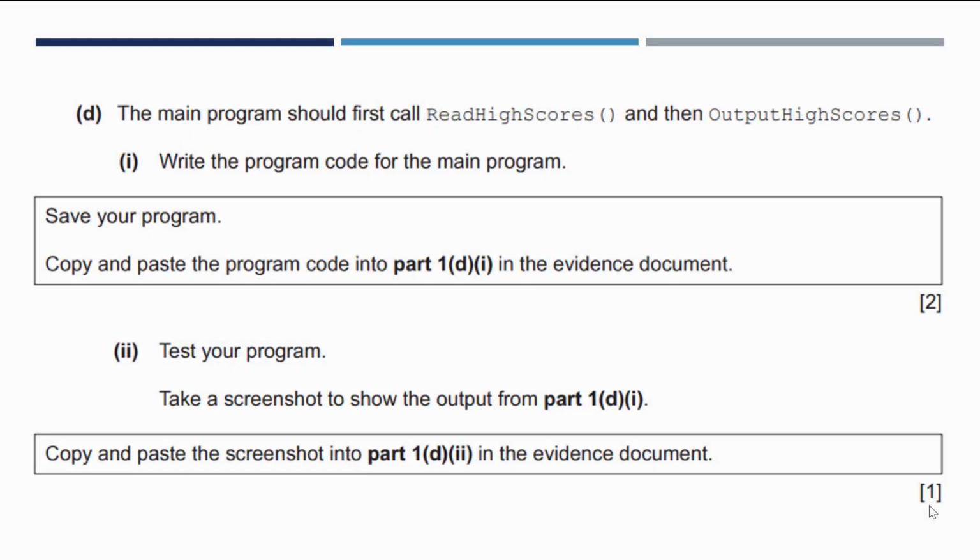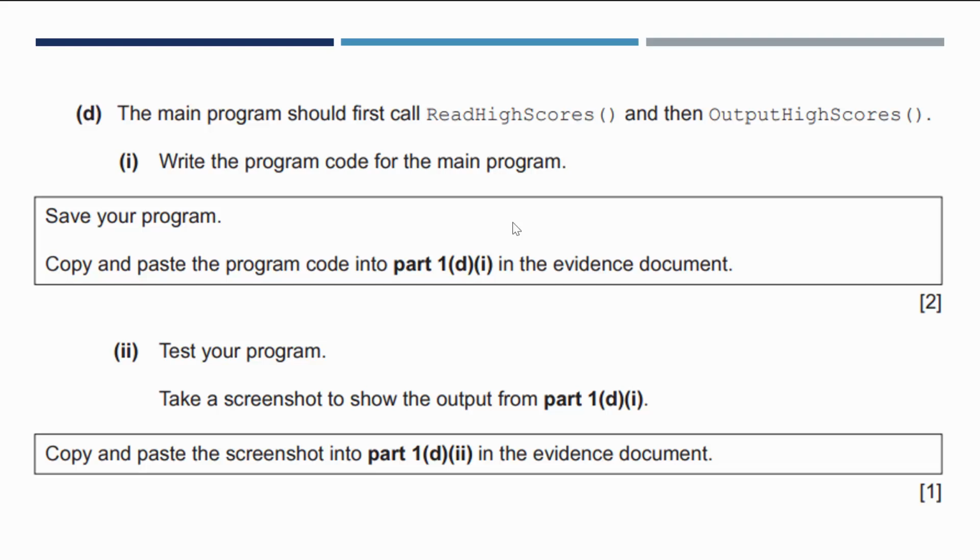The main program should first call read high scores and then output high scores. Well, that makes sense. You got to read and put it in the 2D array before you can output it. Write the program code for the main program. That means write it in submain. Then they want us to test our program. Take a screenshot to show the output from this part right here where we call read high scores and output high scores. Not a problem.